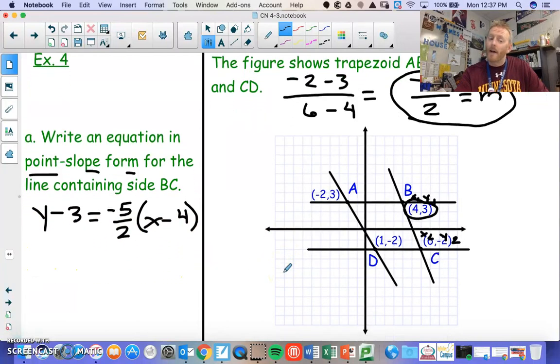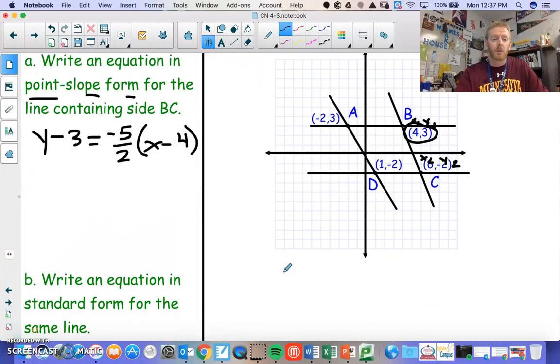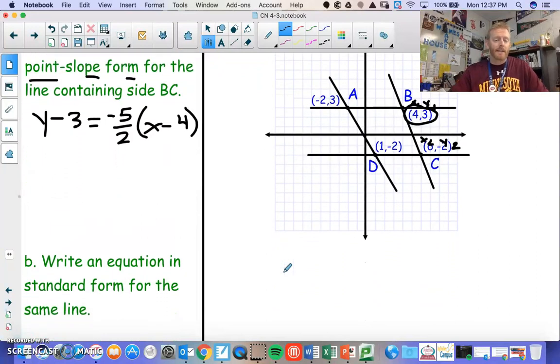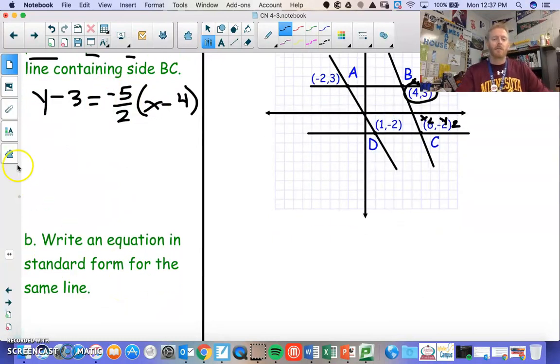Now, I have more, so we're going to scroll down. Step B, or number B, everyone's favorite thing to say, is to change this equation into standard form from that same exact line. So I'm going to do some math tricks here.